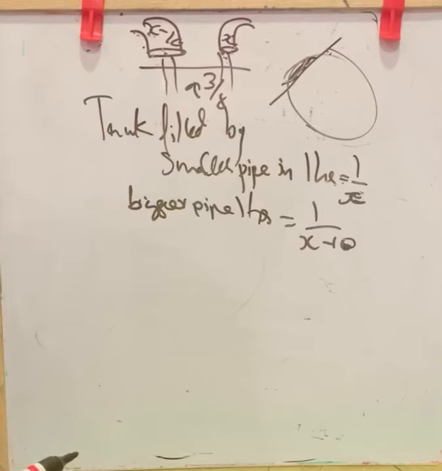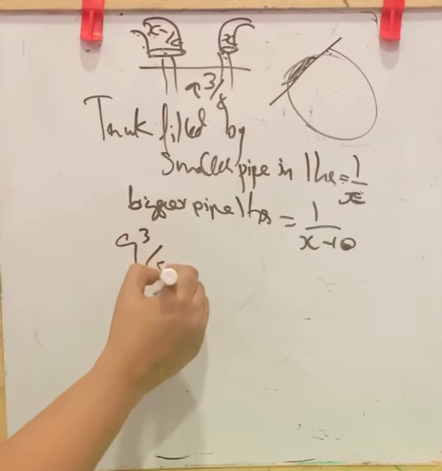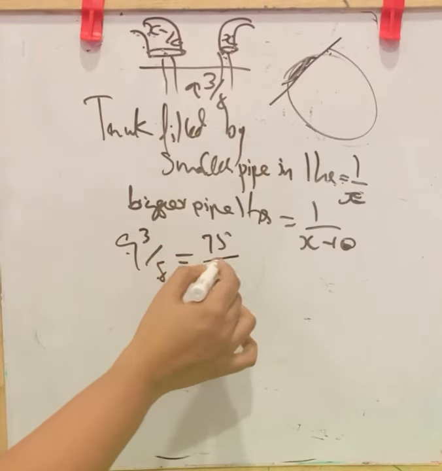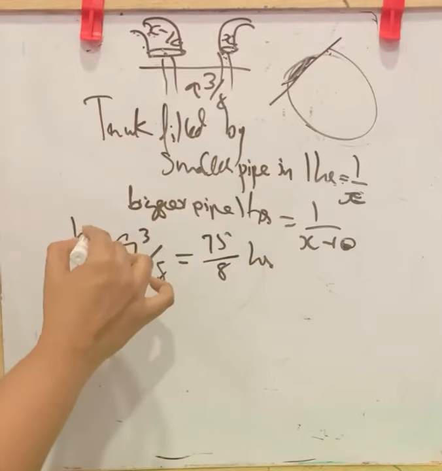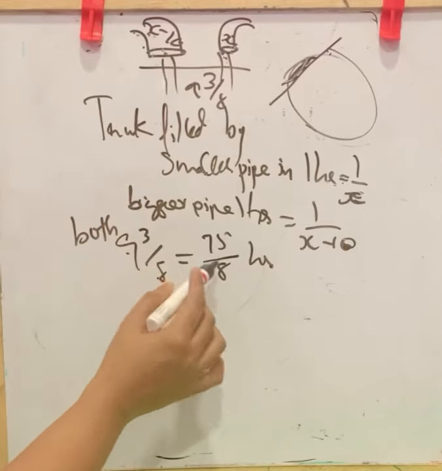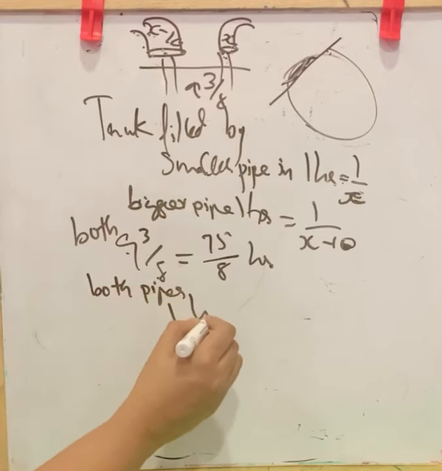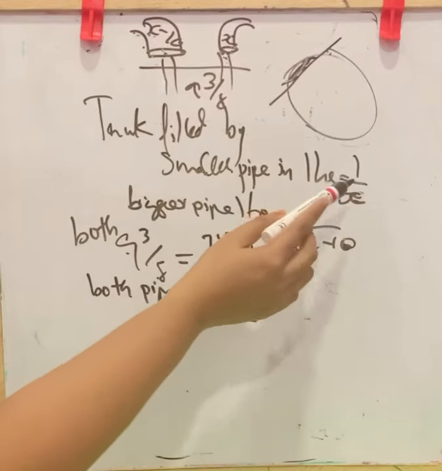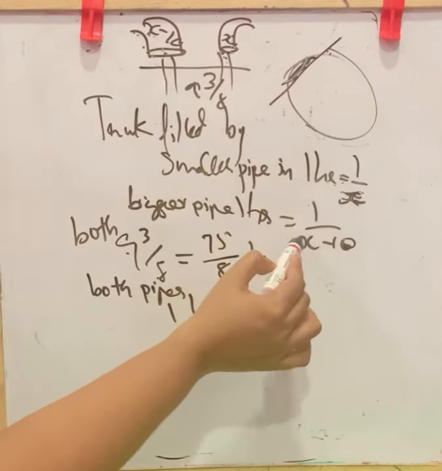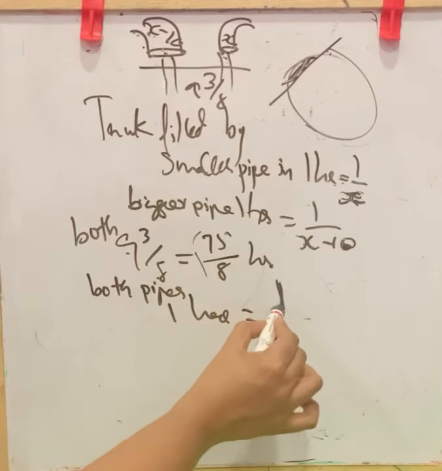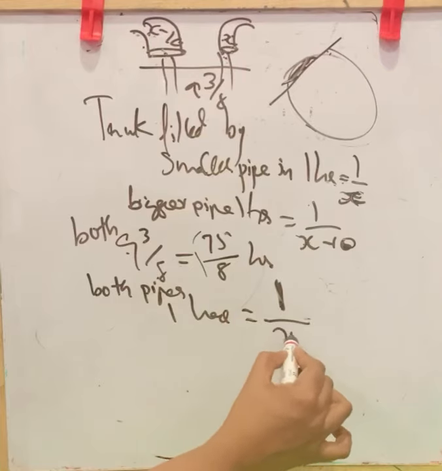It is given that tank can be filled in 9 3 by 8 hours if both pipes are opened. 9 3 by 8, we can convert it. It is 9 8s are 72 plus 3, 75 by 8 hours in total if both are opened at same time. How much hours it will take in 1 hour? If both pipes are opened, 1 hour will be here for this pipe 1 by x, this pipe 1 by x minus 10. So this is here total hours. From that we are considering only 1 hour. So it is 1 by 75 by 8.